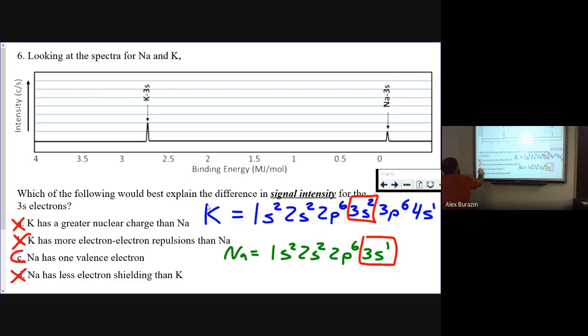So the correct answer here is C, but I think that's just a terrible answer. Like it's right, but it's just not a great explanation, if that makes sense. This question, I don't know where AP got this question, but it's not the best.